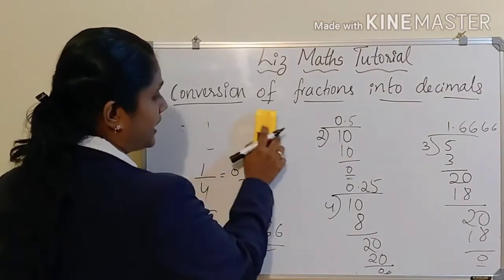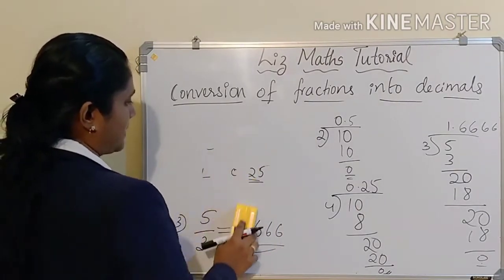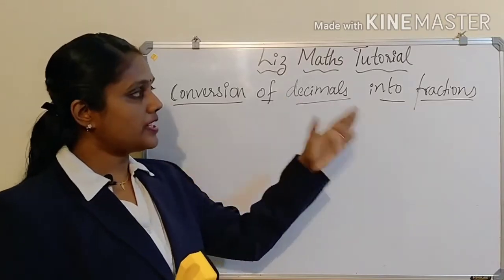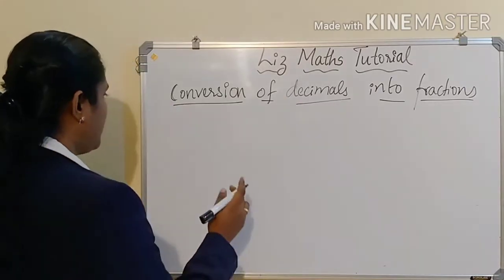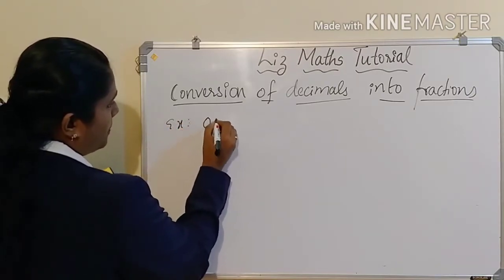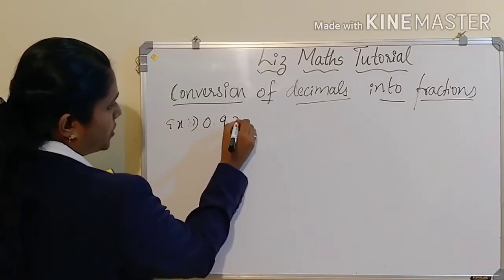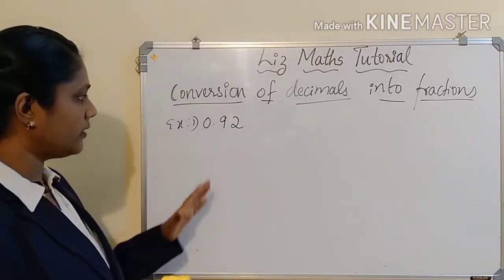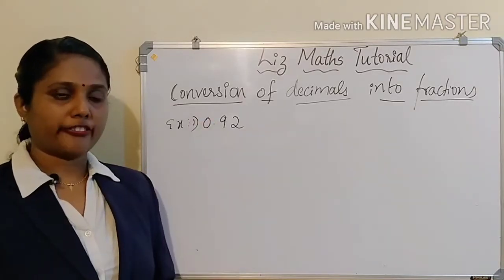Now let us move on to how to convert decimals into fractions. We'll see how to convert a decimal into a fraction. So let me take a decimal as an example, 0.92. See how to convert this into a fraction.